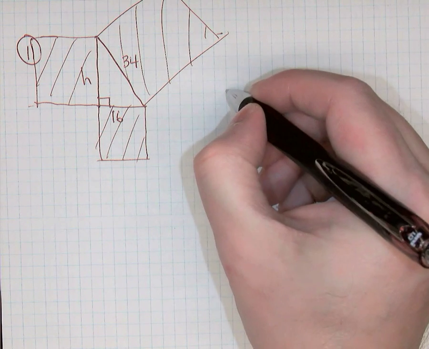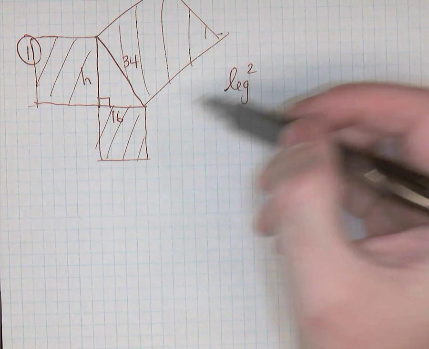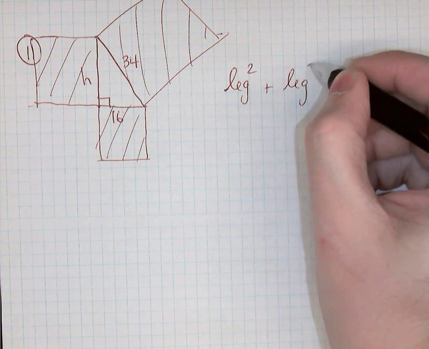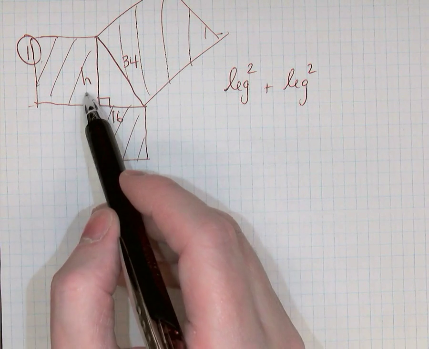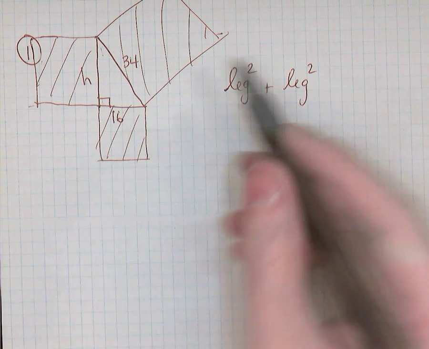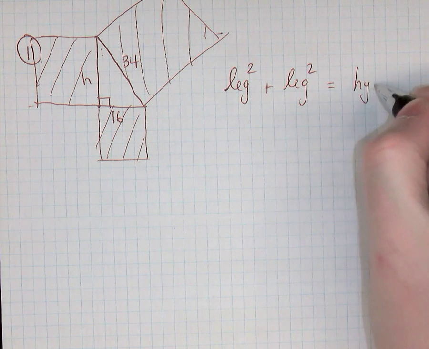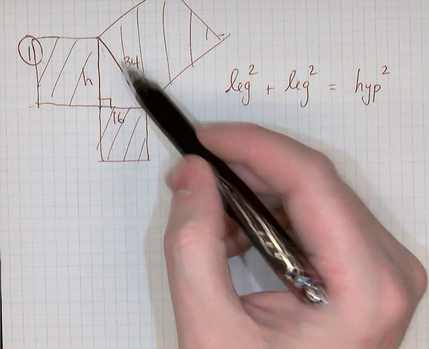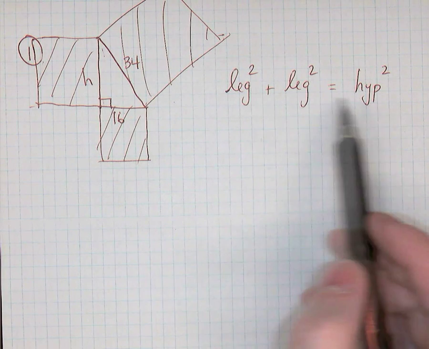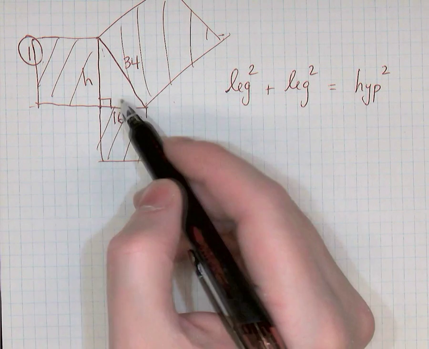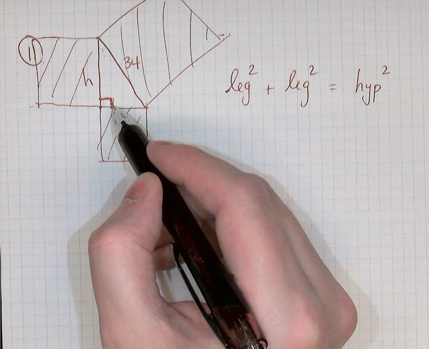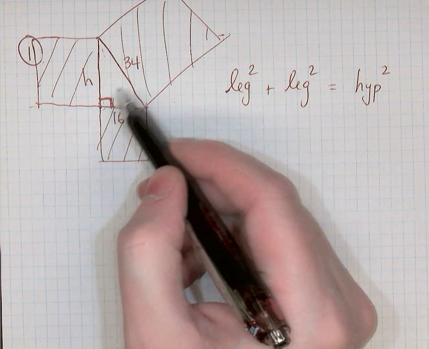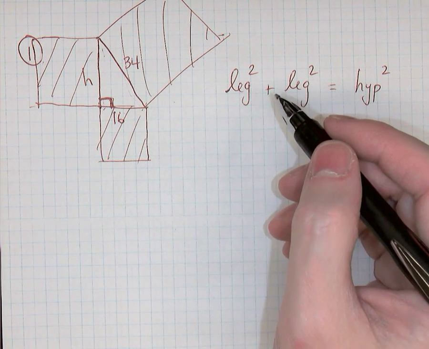Now, a simple way to write that would be to say leg squared, that's the area of the square on one leg of the triangle, plus the other leg squared, that's the area of the square on the second leg, has to equal the hypotenuse squared, which is, of course, the area of the square on the hypotenuse of the triangle. Now, I'm using these terms, I hope you know them. In a right triangle, the two sides that meet at the right angle are called the legs, and the longest side opposite the 90 degrees is called the hypotenuse.